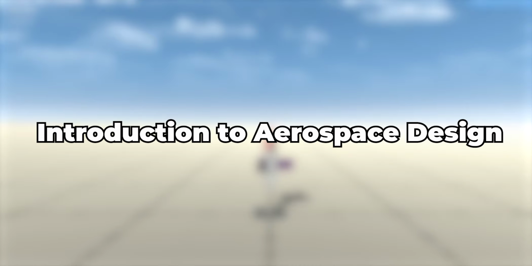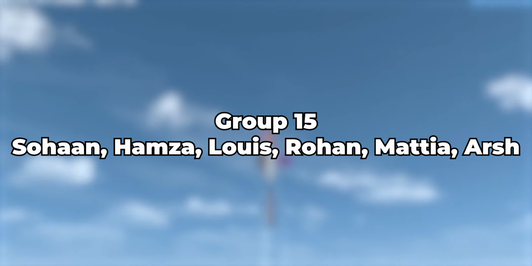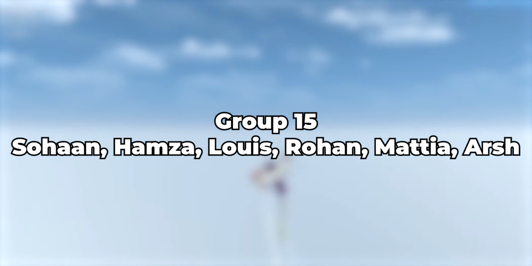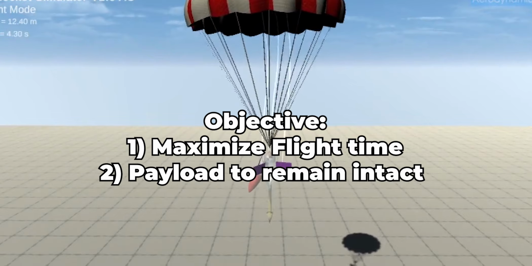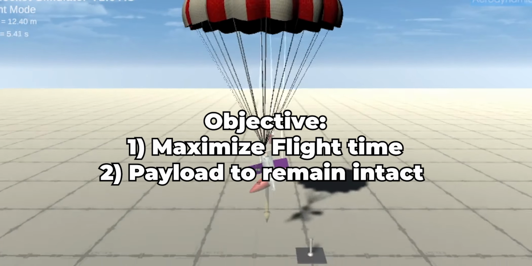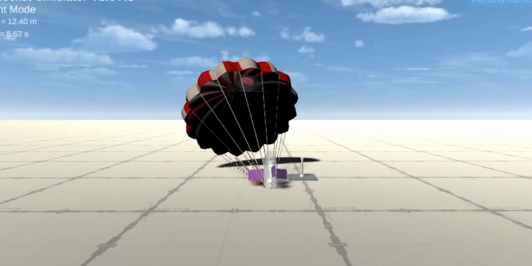Welcome to this presentation of our rocket design activity project. Here we will go over the main points in the design process. Our two main objectives in this project are to ensure the maximum possible flight time of the rocket and to certify the payload it carries, an egg, remains intact throughout.